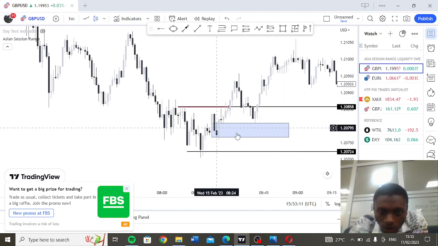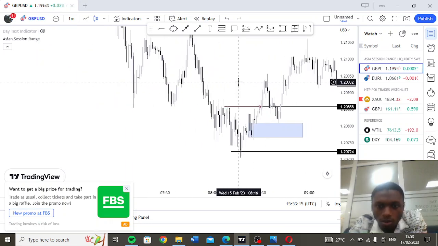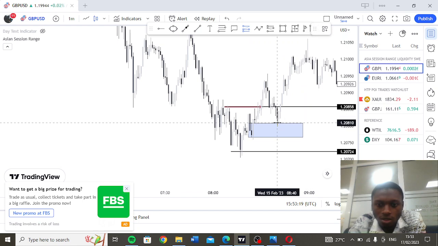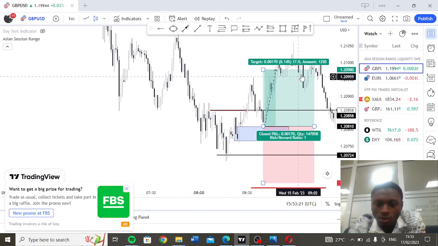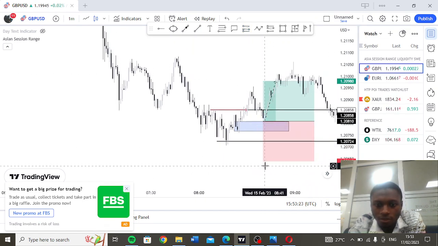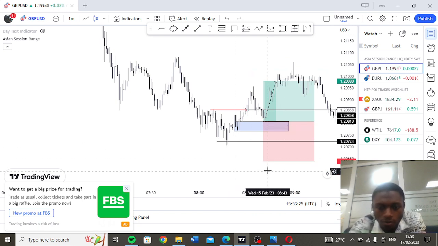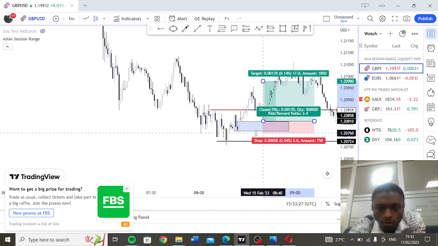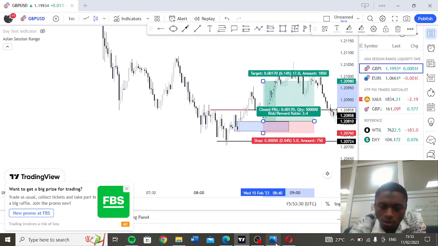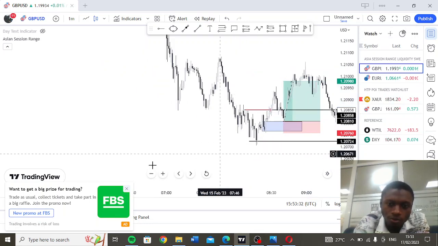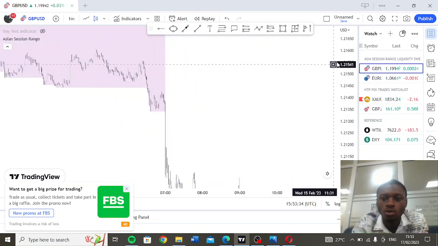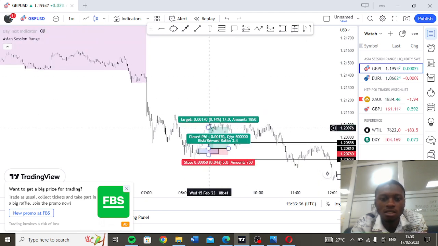With impulses and all that. This candle. So I'll just place my entry on that last candle that caused the break of structure, and then I'll put my stop loss beneath that other block. Then I'll be looking forward to target the Asia session high.